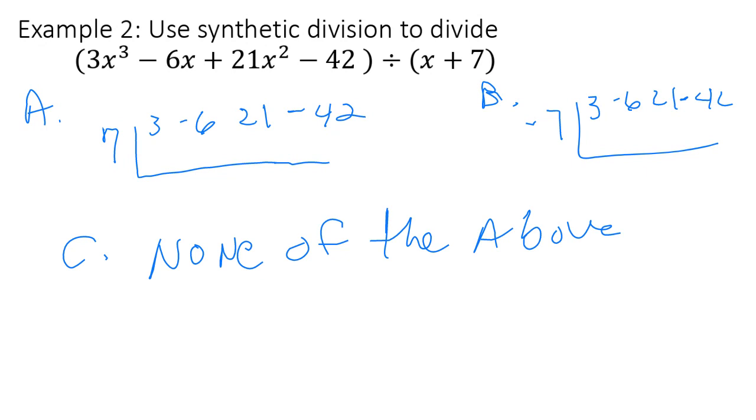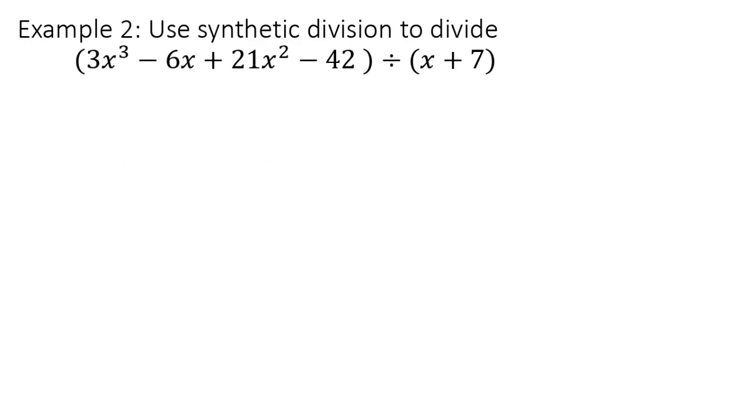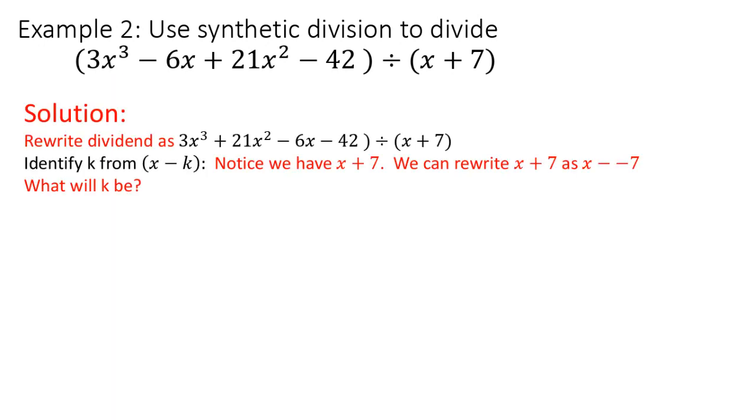Okay, so let's check. So the first step is we have to make sure that our dividend is in the right order. And what I mean by that, we have 3x cubed. The next thing should have been 21x squared. So the first thing you want to do is rewrite it. So I rewrote it as 3x cubed plus 21x squared minus 6x minus 42. And then we have divided by x plus 7.